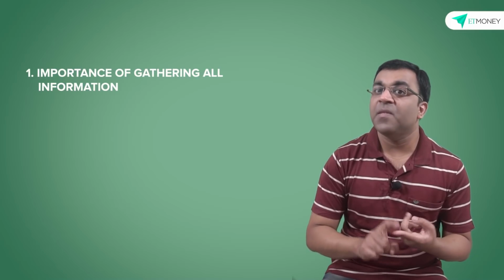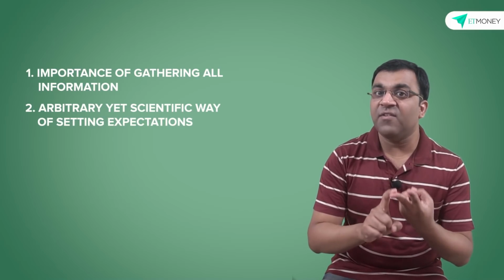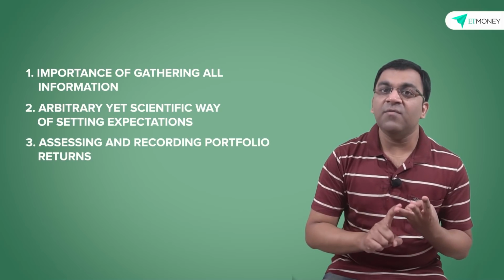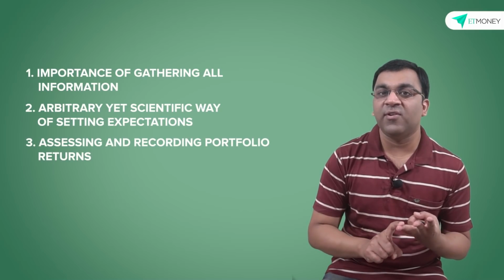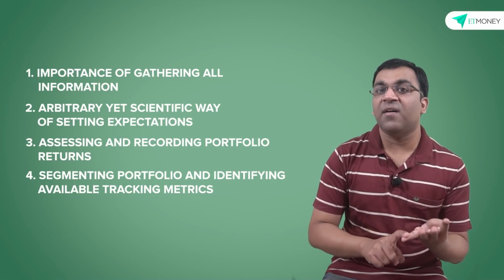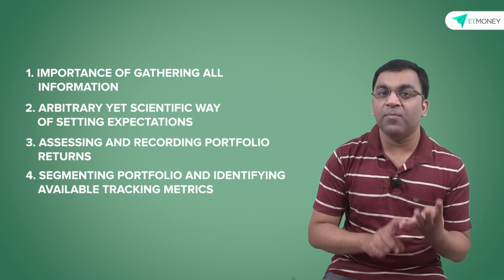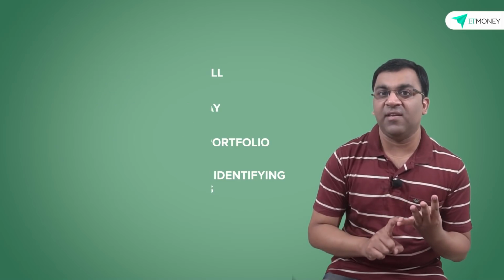And this concludes part 1 of the portfolio review process, where we studied the first 4 steps in this 8-step process. We started with the importance of gathering all the information, then we devised an arbitrary yet scientific way of setting expectations. Third, we figured out how to assess and record portfolio returns. And finally, we went about the task of accurately segmenting our portfolio and identifying the available tracking metrics. The remaining 5 steps, that is steps 5 to 8, will be featured in part 2 of this video, whose link you can find in the description of this video as soon as part 2 gets released.